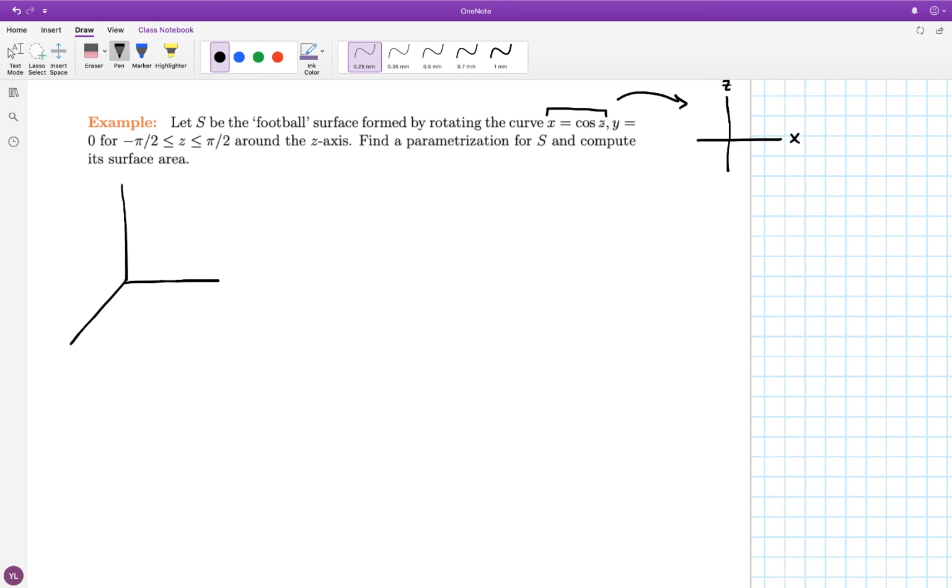So x is cosine z. That means it would look like this. And I only want the part of the curve that goes from negative pi over 2 to pi over 2. So I start with that curve, and in 3 dimensions it looks like this. And I'm asked to rotate this thing around the z-axis. So I have to spin it around like that, and since they told me it was a football, I'm going to make it look like a football.